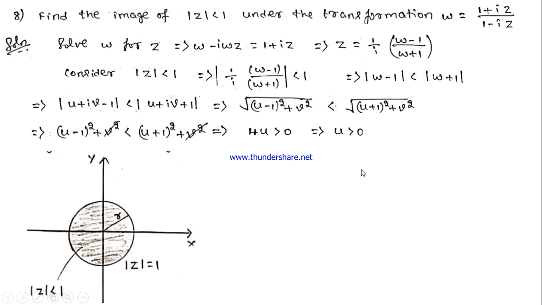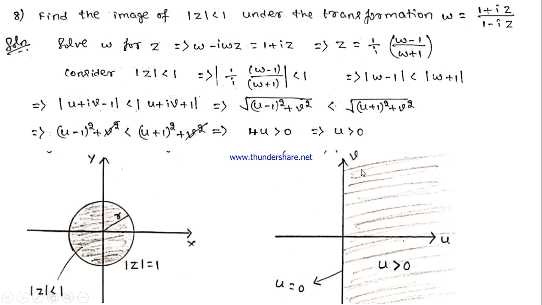What does u > 0 represent? It represents the set of all points from the first and fourth quadrants. So the set of all points lying within this circle are transformed to the points which are on the right side of the y-axis. These are the three kinds of problems which we can see under bilinear transformation.